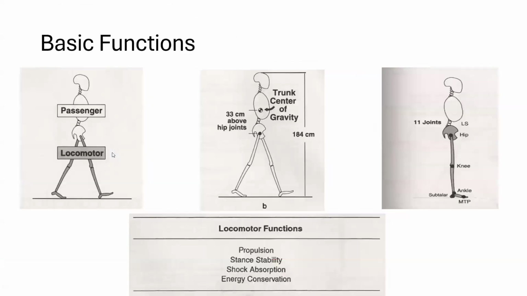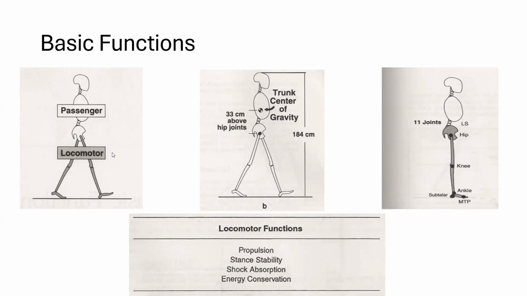During walking, the body is functionally divided into two units, the passenger and the locomotor. Normal gait mechanics are so efficient that the demands on the passenger unit are reduced to a minimum, making it virtually a passive entity. In the second image, we can see that the center of gravity lies just anterior to the 10th thoracic vertebra.